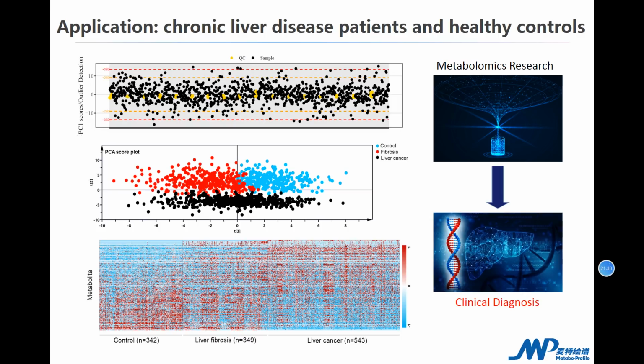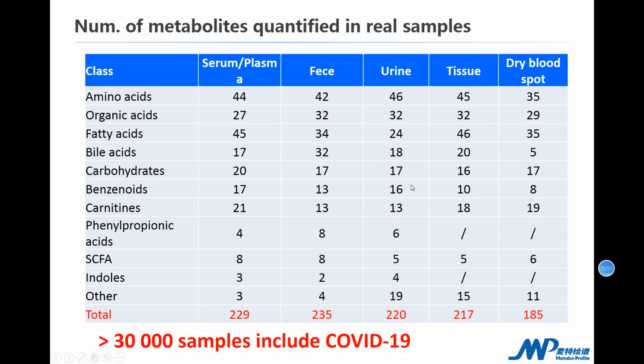In a word, with this method, we find a powerful way from metabolomic research to clinical diagnosis. Many other sample types were measured by this Q300 method, like feces, urines, liver and brain tissues, dried blood spots. Usually over 200 metabolites were accurately quantified in each sample.